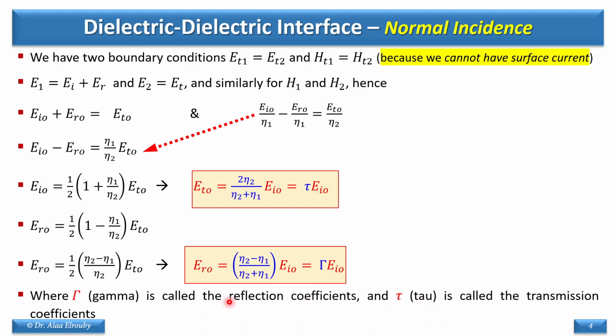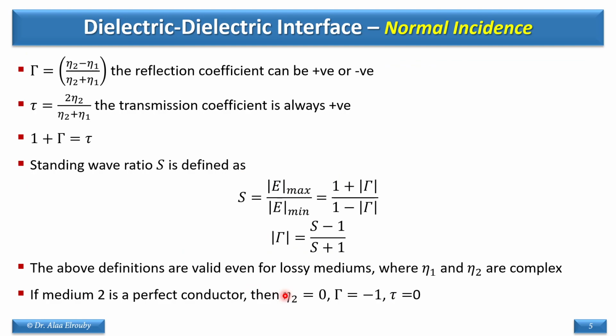And this is what we mean when we say we solved the problem of normal incidence on a dielectric interface. Solving the problem means expressing the transmitted and reflected waves in terms of the incident wave and the parameters of the two media here. So gamma, the reflection coefficient, can be positive or negative. Tau here is always positive, and in this case we have 1 plus gamma equals tau.